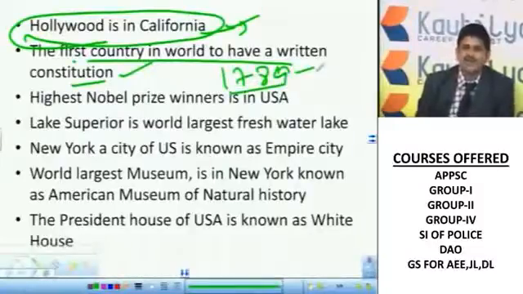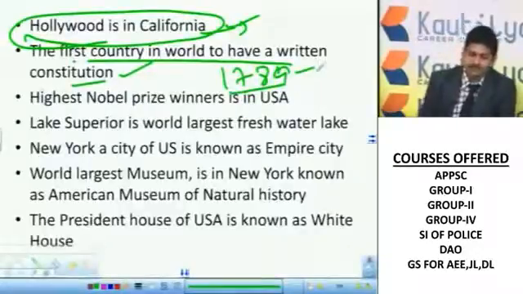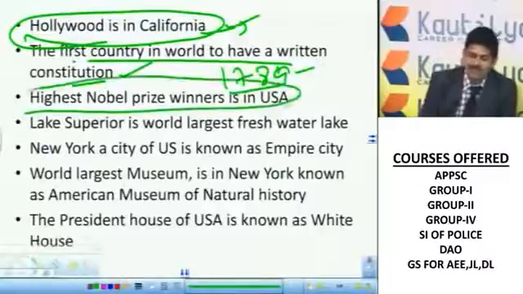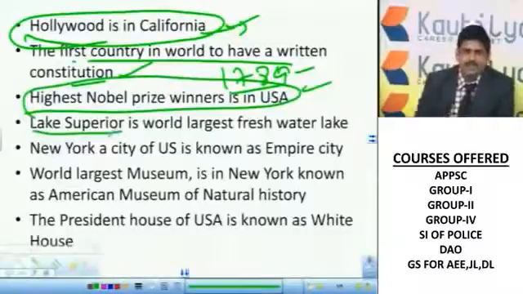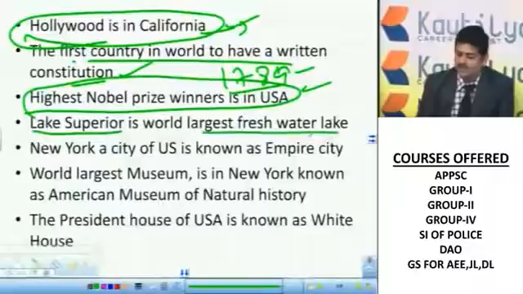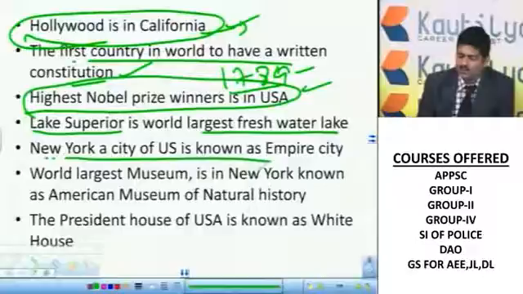It's a very rigid constitution, and the first written constitution in the world. Probably many politicians say that it is the best democratic nation in the world. Now, the highest number of Nobel Prize winners are in the USA. Next, Lake Superior is in America, and we already discussed this when we dealt with the continents. It is the world's largest freshwater lake. Okay, Lake Superior.